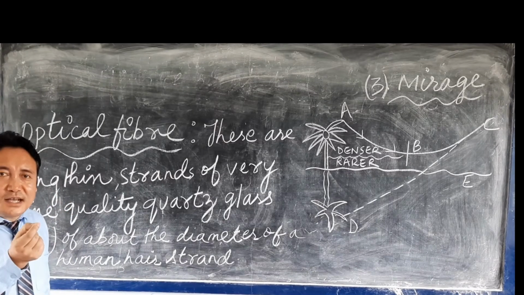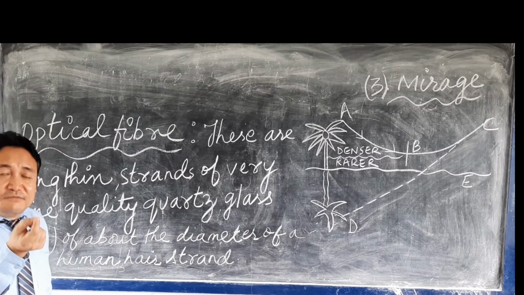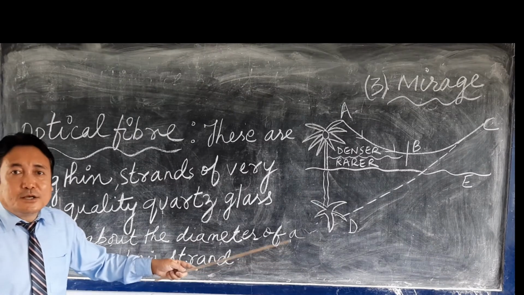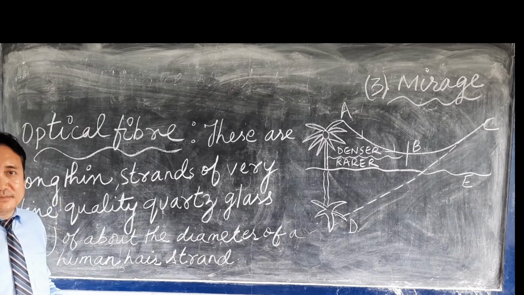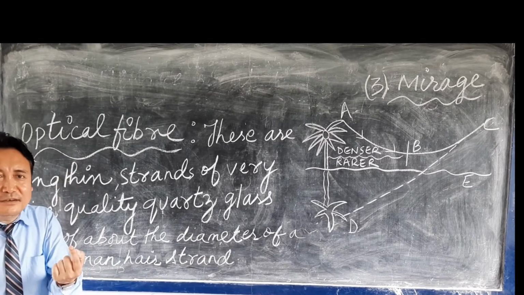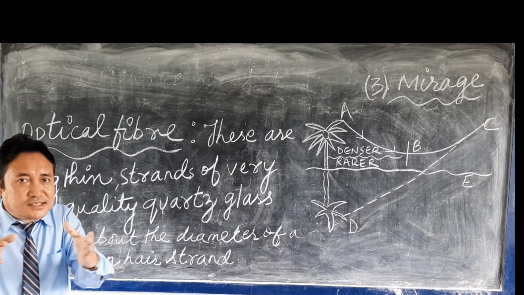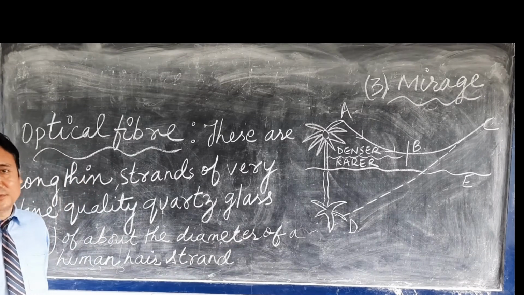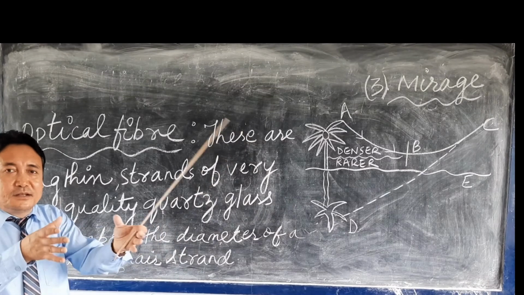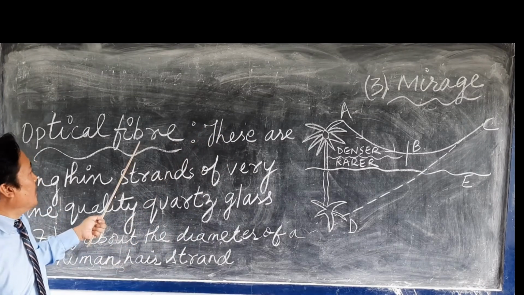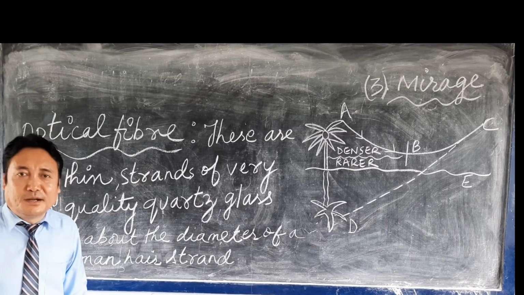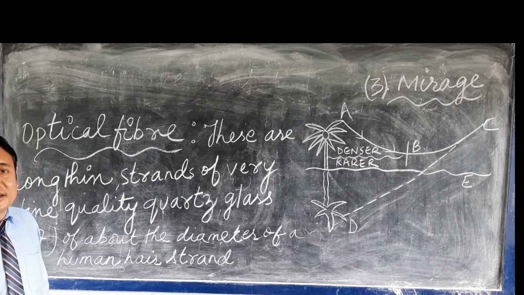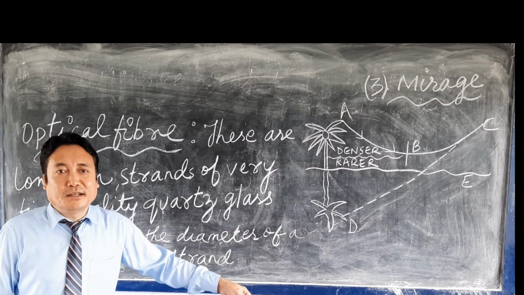These are very thin strands of quartz glass, with the diameter of a human hair, and these strands are made into a bundle, which we call an optical bundle. This optical bundle will transmit the light, and they transmit the light due to total internal reflection.